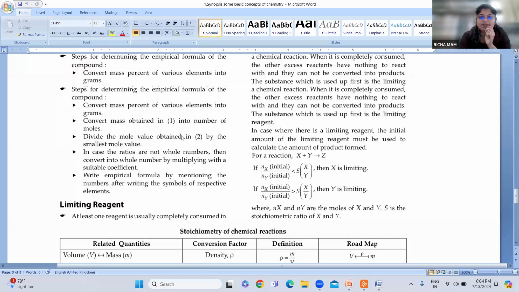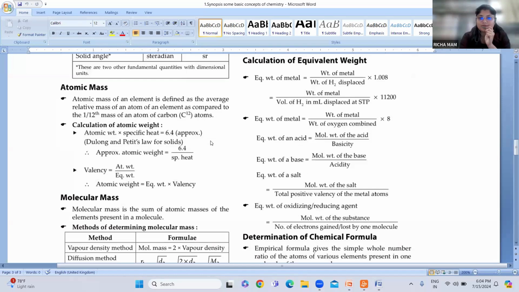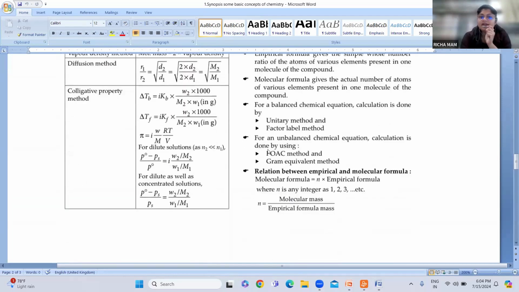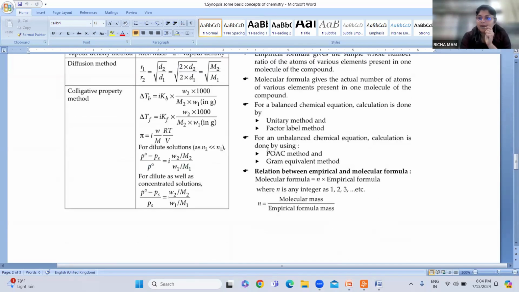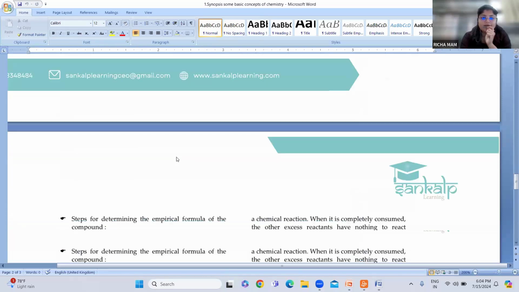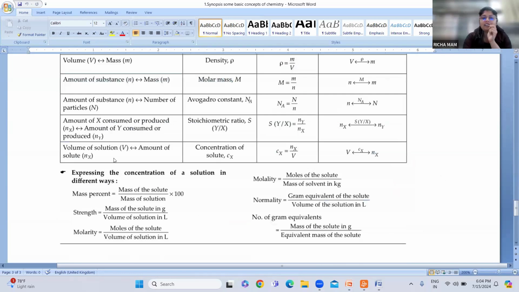So in the last class, we were discussing the mole concept. We have seen some of the questions based on mole concept. Then we had started with the determination of empirical formula and molecular formula. So those questions we need to see. And then there are some important terms which we are going to discuss in this particular chapter.